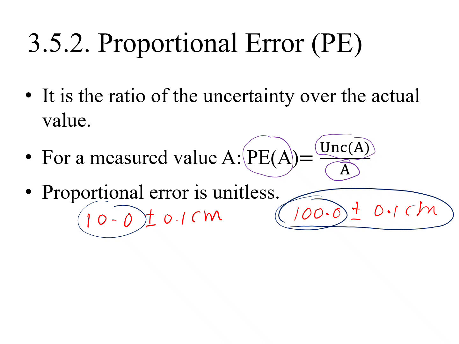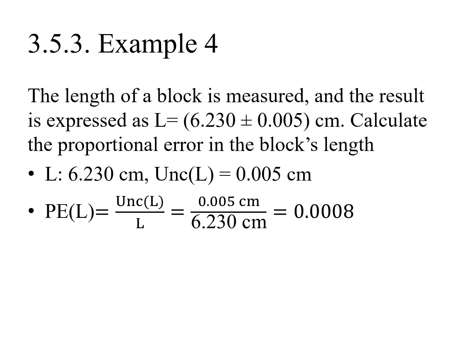Now let us apply this idea in an example. When we calculate the proportional error, first we have to identify the measured value, then identify the uncertainty of that measurement, and then divide the uncertainty by the measured value. In this example, the length of a block is measured and the result is expressed as L equals 6.230 plus minus 0.005 centimeters. Calculate the proportional error in the block's length.